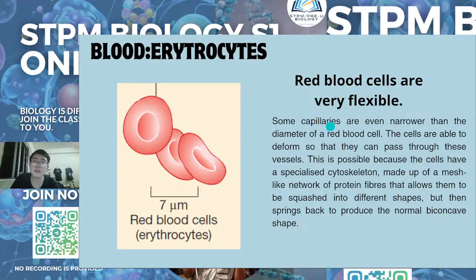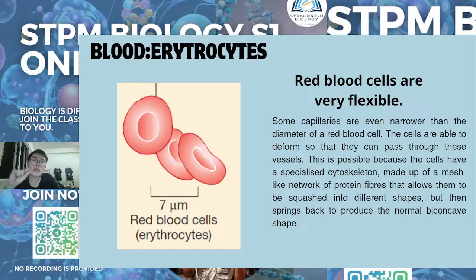So normally red blood cells are very flexible. So meaning that the cell is able to deform so that it can pass through the vessel. So normally, in our blood vessels, we contain 3 types of blood vessel, right? Artery, vein, and also blood capillaries. So the blood capillary is the very narrow vessel.